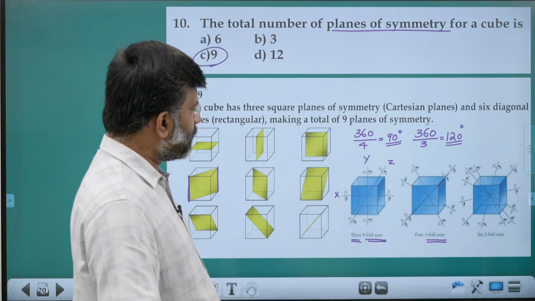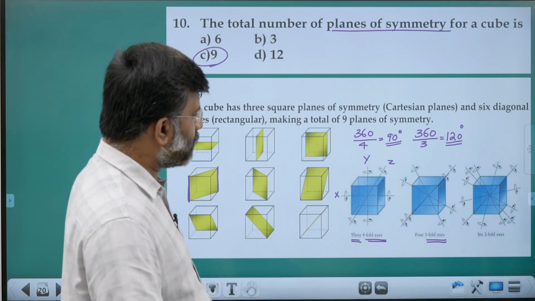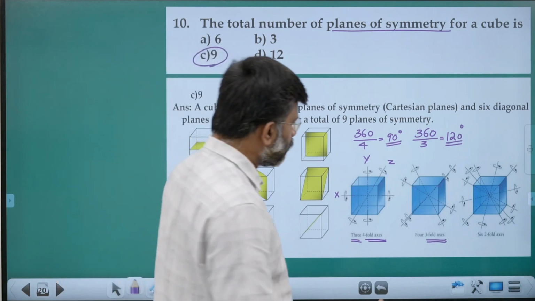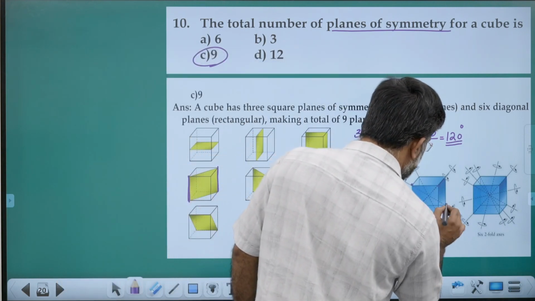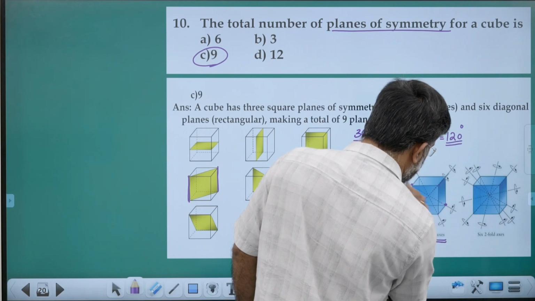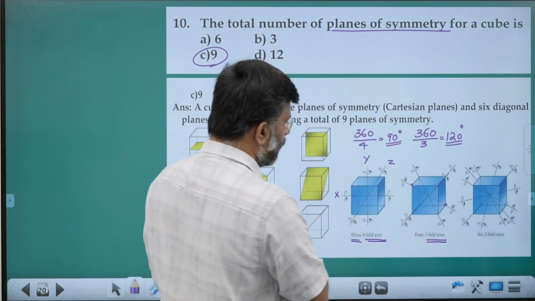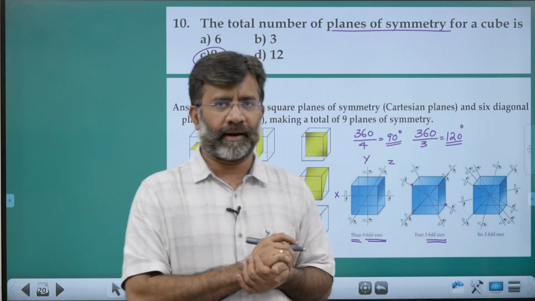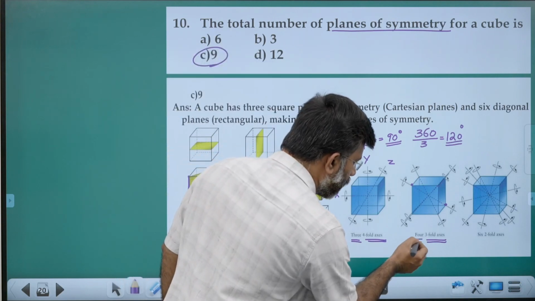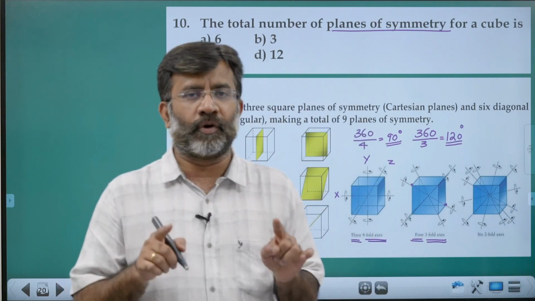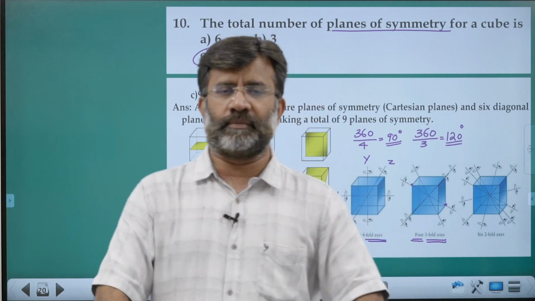What is that axis of symmetry? Very simple to know. It is through the body diagonals. You see, these two opposite corners are passing through that axis, and that is a body diagonal. How many body diagonals are there? There are 4 body diagonals, and there are 4 threefold axes of symmetry.